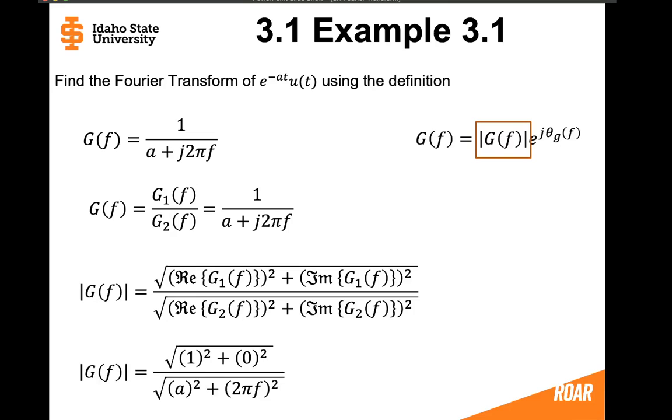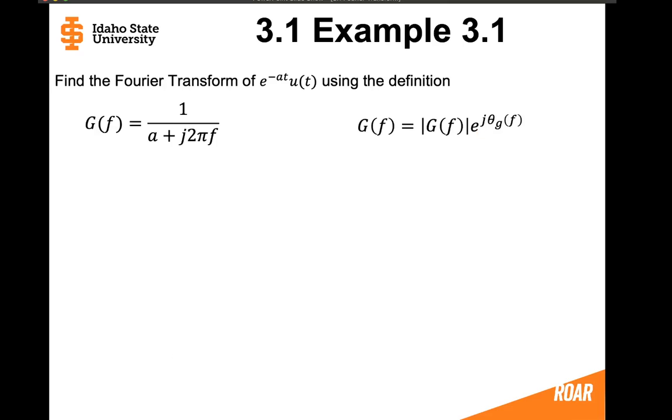If we do that, we will see that the amplitude response is equal to the square root of 1 squared plus 0 squared divided by the square root of a squared plus 2 pi f squared. And if we simplify this, we'll get 1 over the square root of a squared plus 2 pi f squared. So that's the amplitude response, but what about the phase response? So let's take a look at the phase response.